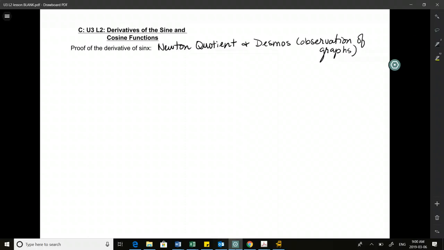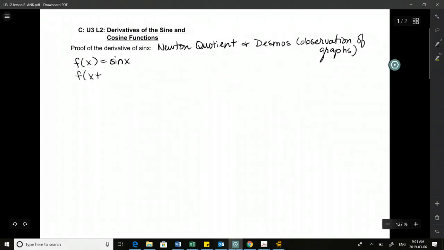Okay, so in order to plug into our Newton quotient, we need the function f at x that we are trying to find the derivative of. And we need f at x plus h. We always need that to plug into the Newton quotient. So f at x plus h in this case is the sine of x plus h.